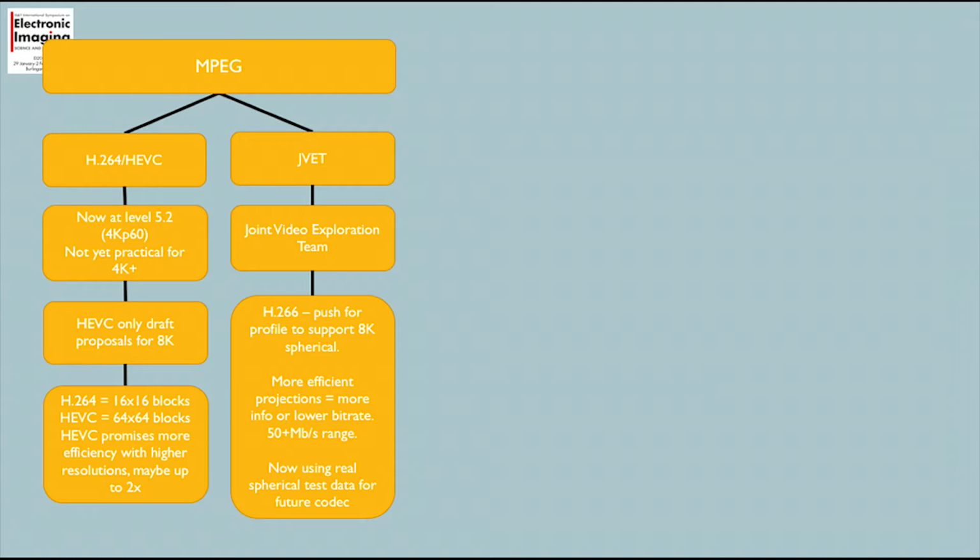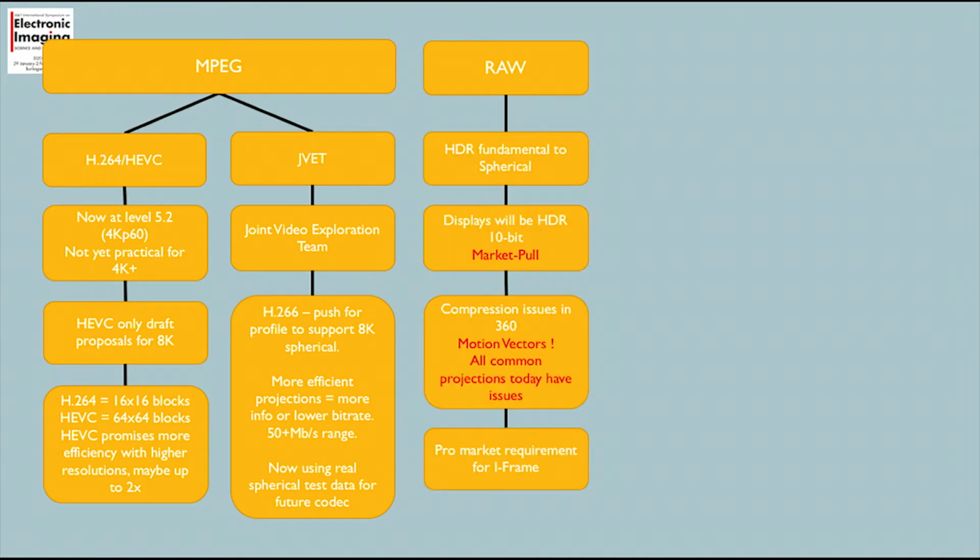And there are organizations or groups like the JVET group, Joint Video Exploration Team, who are pushing for spherical standards. Interestingly enough, they're looking at not only rectangular, but also cubic and other ways of encapsulating spherical images, and using real test data that GoPro was producing to analyze the compression there. RAW is a big thing coming up, because once you go above 8K, RAW really becomes a good option.